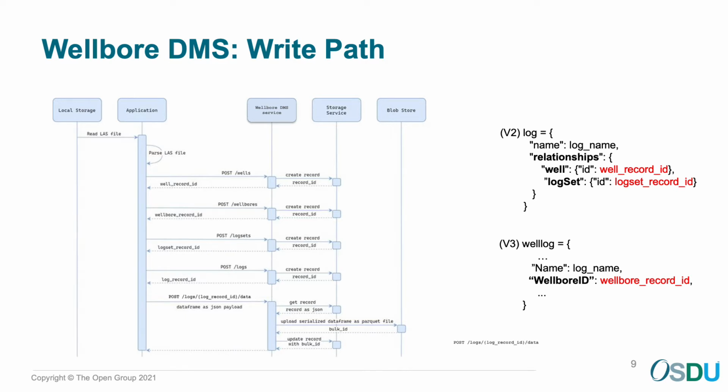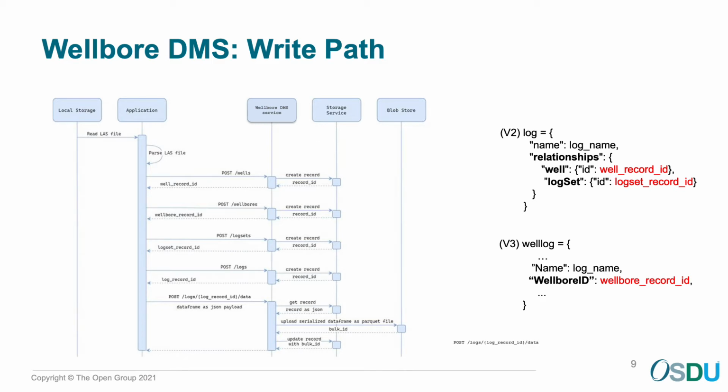Under the hood, the DMS gets the record, serializes the data frame into a Parquet file, and then puts the file in the blob storage. As a result, it gets the ID of the file in the blob store and updates the log record with it. So now we have a file in the blob storage and a link to it in the storage record.